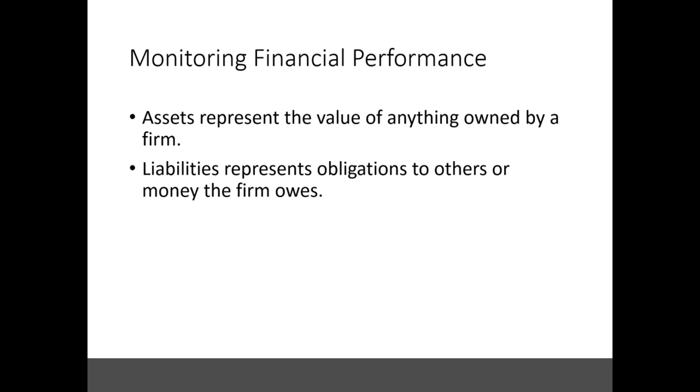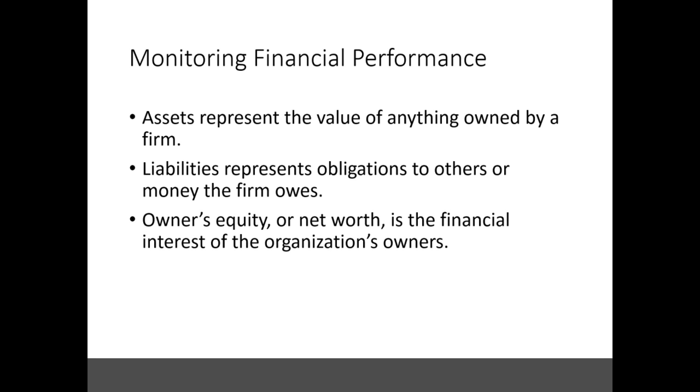Liabilities represent obligations to others or money that the firm owes. We owe out this amount of money over the next couple of years. That's a liability. And the equity, or your net worth, is the financial interest of what the owners have in the business. We're very interested in assets and liabilities, and those would probably be your test questions. Assets represent the value of anything owned by a firm. Liabilities represent what you owe.